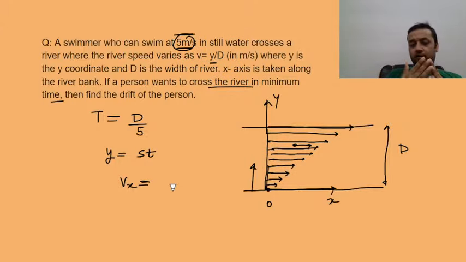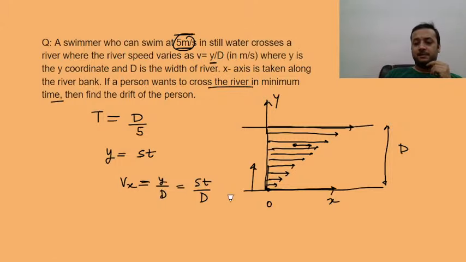Again, if you relate all the things, the y coordinate of the person was a linear function of time, because y coordinate is changing just because of his own velocity. River is not contributing anything along y-axis. So y coordinate as a function of time will be simply 5t. And the river velocity was a linear function of y. So the river velocity is also the velocity of the person along x-axis, which we can write as y by d, and y is nothing but 5 into t by d. Now look at this, very beautiful.